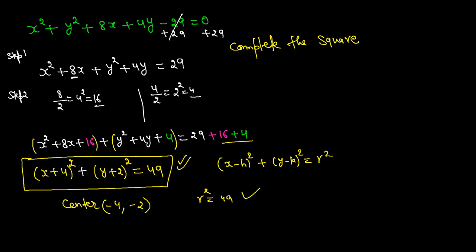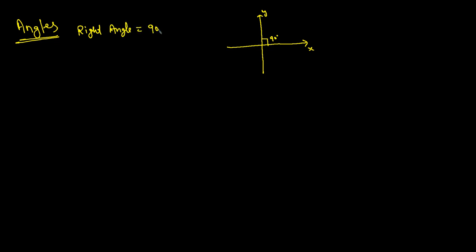Now let's go over some geometrical terms. Okay, so let's talk about angles. Let's say we have a coordinate system, x, y. This angle here, the 90-degree angle, is called a right angle. So this is basically 90 degrees.